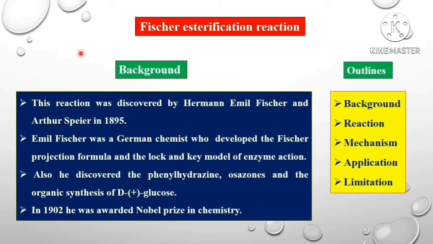Okay, now let's look at the historical background of this reaction. This reaction was discovered by Hermann Emil Fischer and Arthur Speier in 1895. Emil Fischer was a German chemist who developed the Fischer projection formula and the lock and key model of enzyme action. Also, he discovered phenylhydrazine, and the organic synthesis of D-glucose. In 1902, he was awarded the Nobel Prize in Chemistry.